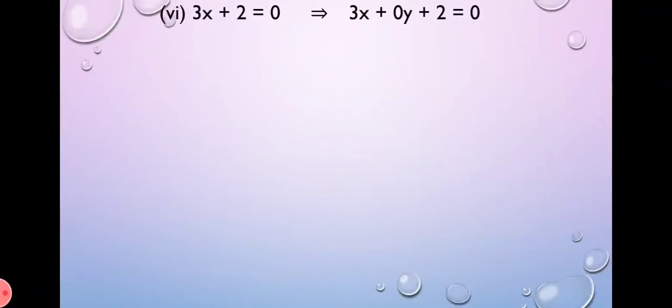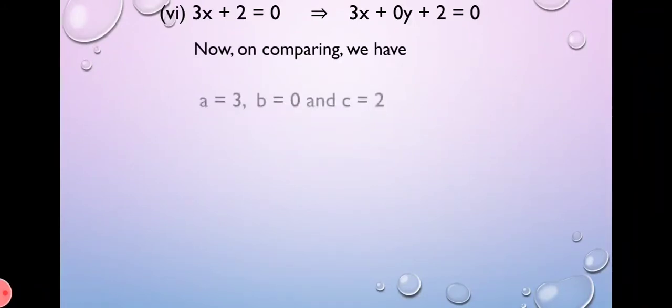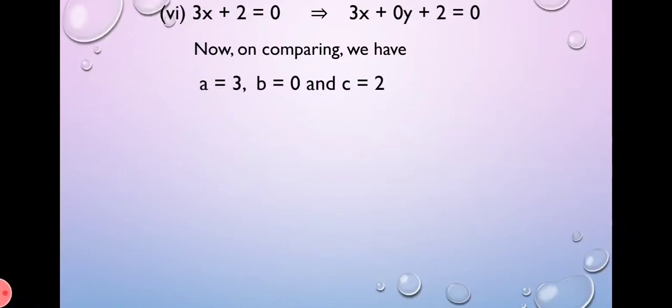Question number 6. 3x plus 2 equal to 0 implies that, here you can see that the y variable is not given. So we will introduce the y variable also. So we get the general form as 3x plus 0y plus 2 equal to 0. Now on comparing, we can see the value of a as 3, the value of b as 0, and the value of c equal to 2. Question number 7.